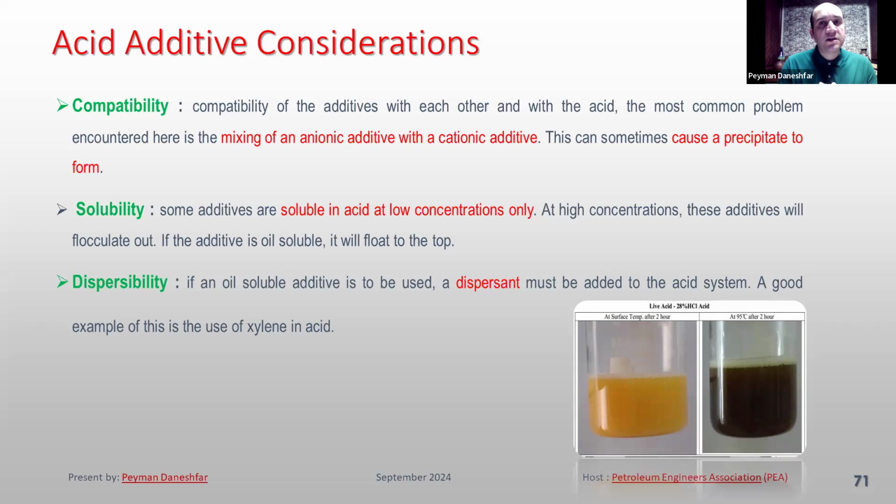For compatibility of additives with each other, the common problem encountered is the mixing of anionic additive with cationic additive. About solubility, some additives are soluble in acid at a low concentration only, and at a high concentration this additive will flocculate out. Maybe if you use a high concentration of the corrosion inhibitor, the corrosion inhibitor will flocculate at the top level of the acid. And also dispersibility: if an oil-soluble additive is to be used, a dispersant must be added to the acid system. A good example of this dispersant is xylene.